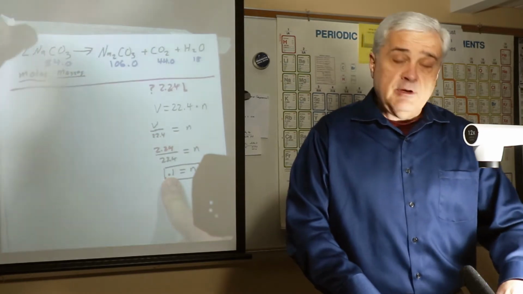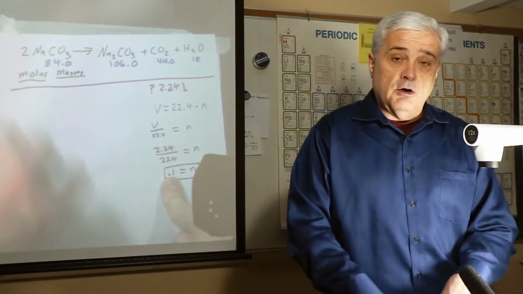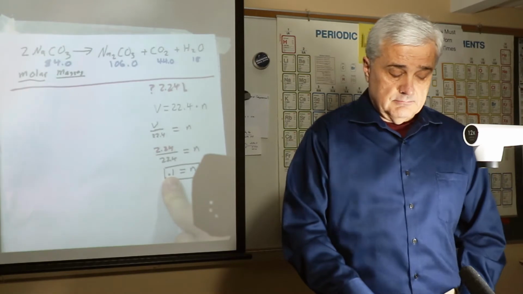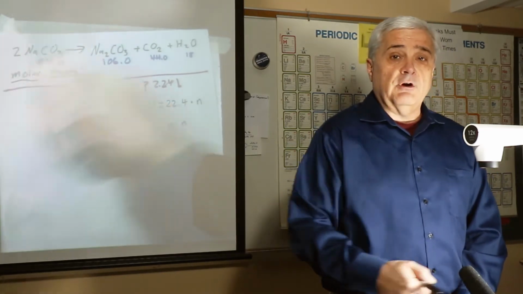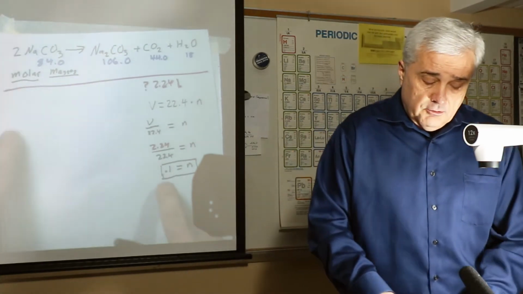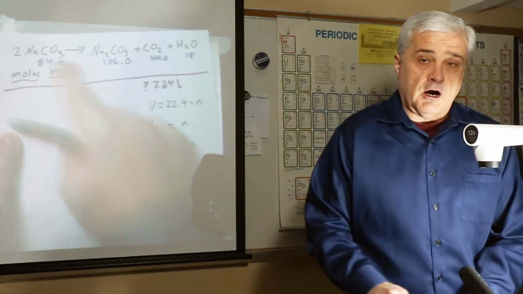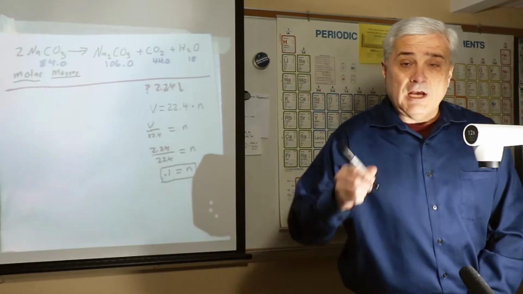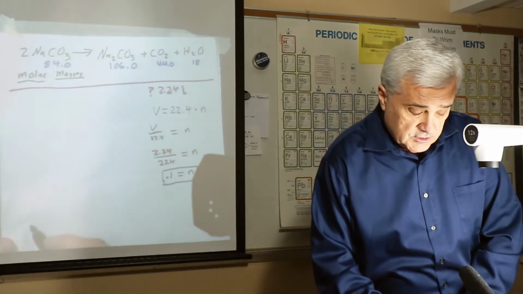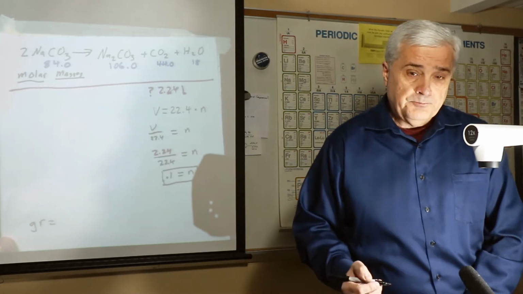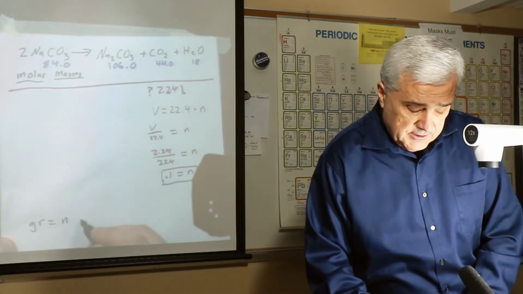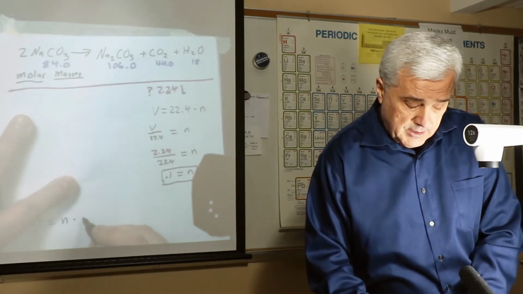And then once I know how many moles of this I need, I can go from moles to grams. So I'm going to skip down to the moles to grams thing, because what I need to know is how many moles of this are there. So the question was grams. So how many grams do you need? Grams equals moles in times molar mass.